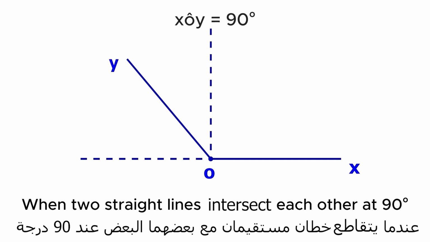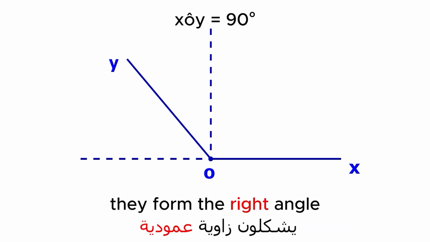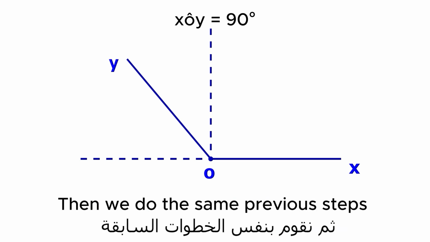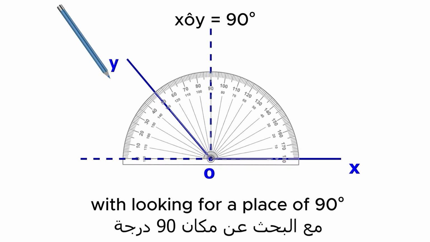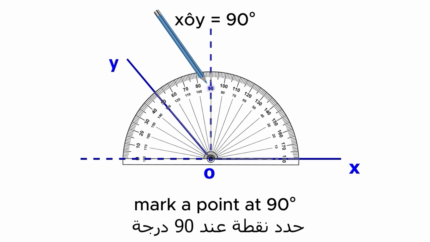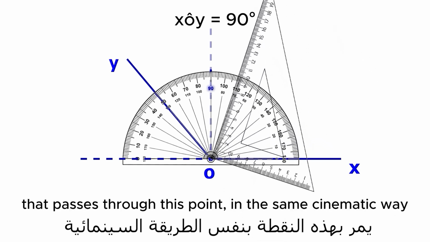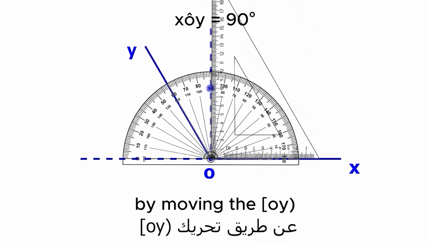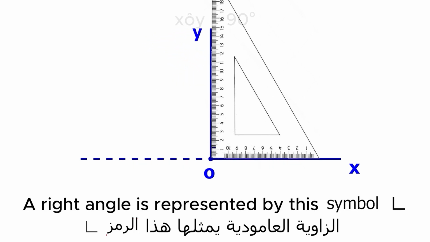When two straight lines intersect each other at 90 degrees, or are perpendicular to each other at the intersection, they form the right angle. Then we do the same previous steps, looking for the place of 90 degrees. The 90 degrees is here. Mark a point at 90 degrees. We finally draw the ray OY that passes through this point, in the same way, by moving OY clockwise. A right angle is represented by this symbol.